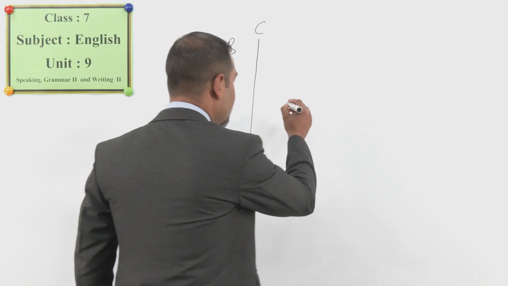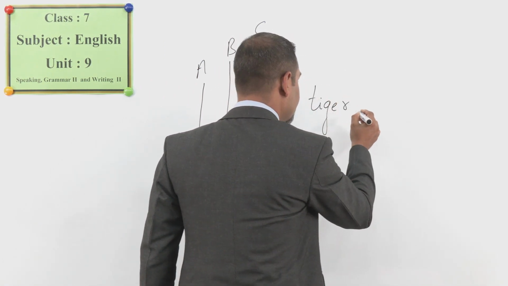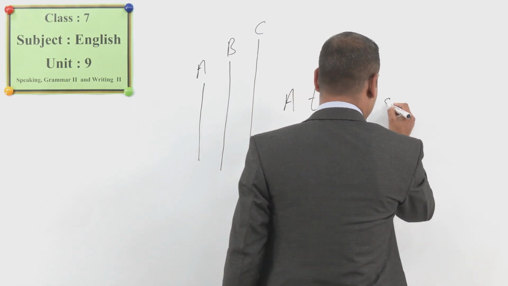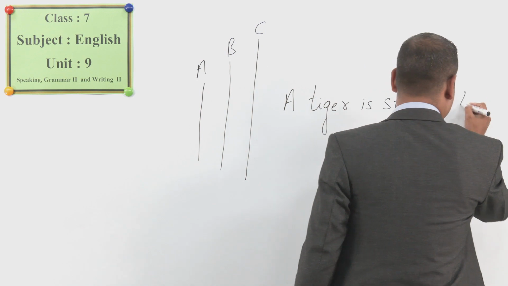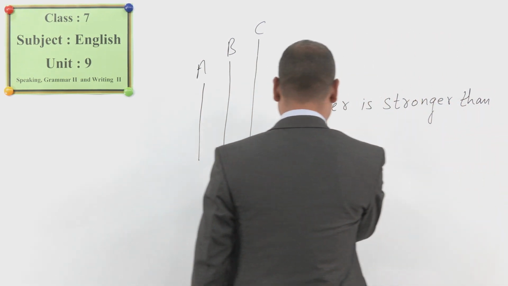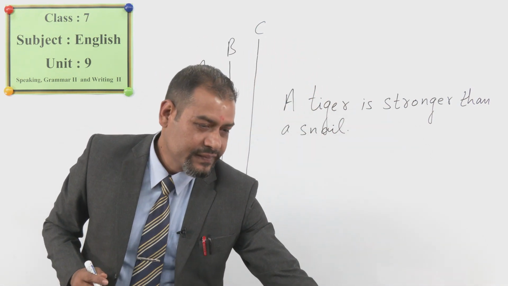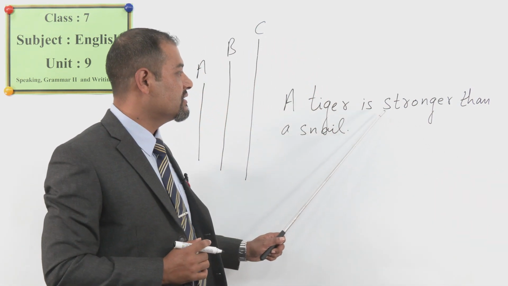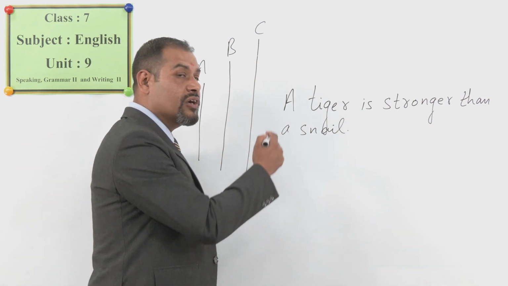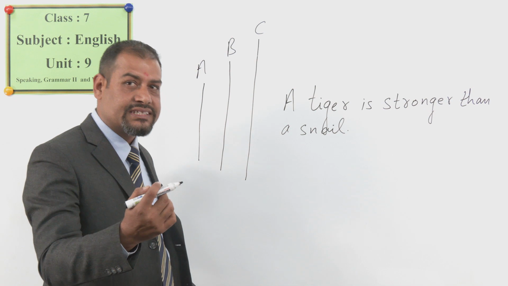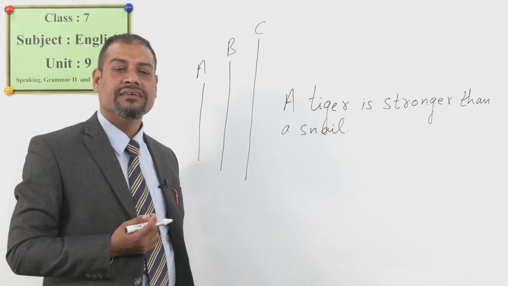Okay, you can say: a tiger is stronger than a snail. Have you said this sentence? See, a tiger is stronger than a snail. See, comparison. Who is stronger here? Yes, you are right. A tiger is stronger than the snail.